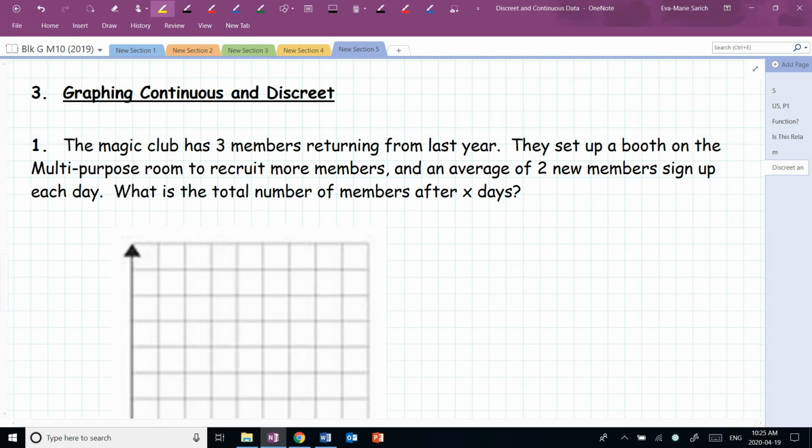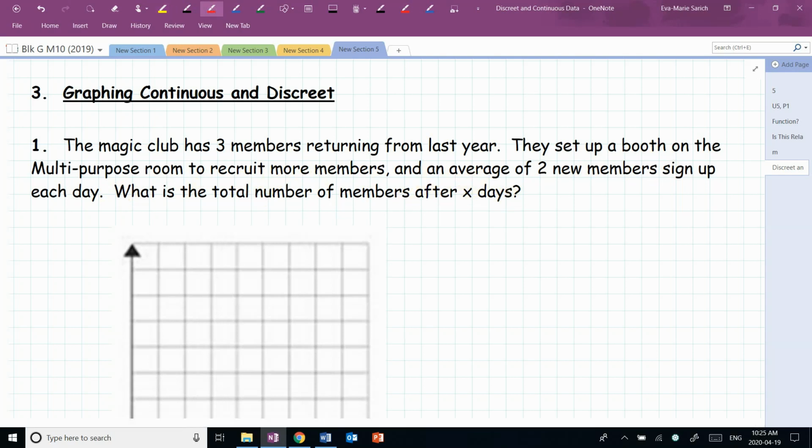So the first example, there is the Magic Club. Now the Magic Club has 3 members returning from last year. They set up a booth in the multipurpose room to recruit more members, and an average of 2 new members sign up each day. We want to know what is the total number of members for X days.